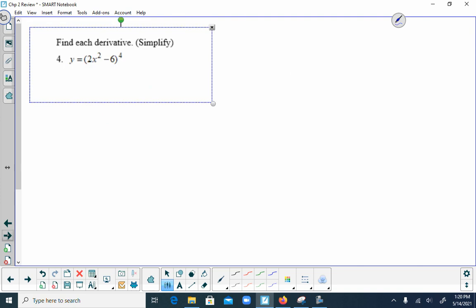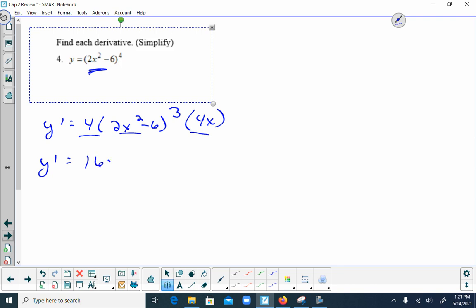The next one, find the derivative. This is going to be an example of where you use the chain rule. So I am going to do 4 times that quantity, and then reduce the power by 1. So this will now be raised to the third power, and then take the derivative of what's inside, which will be 4x. So when I put together the 4 and the 4x, I'm going to have 16x times the quantity of 2x squared minus 6 to the third power.